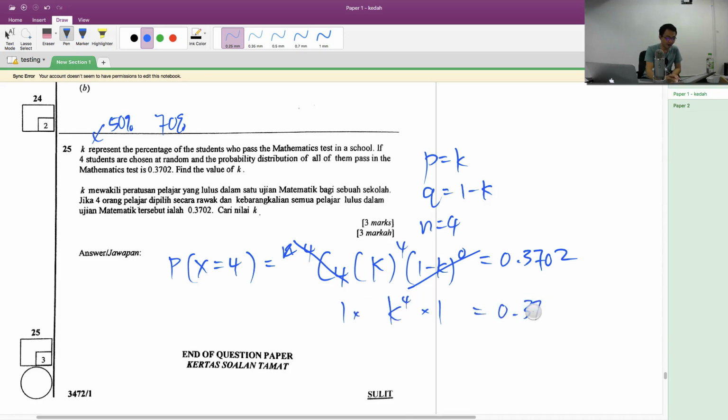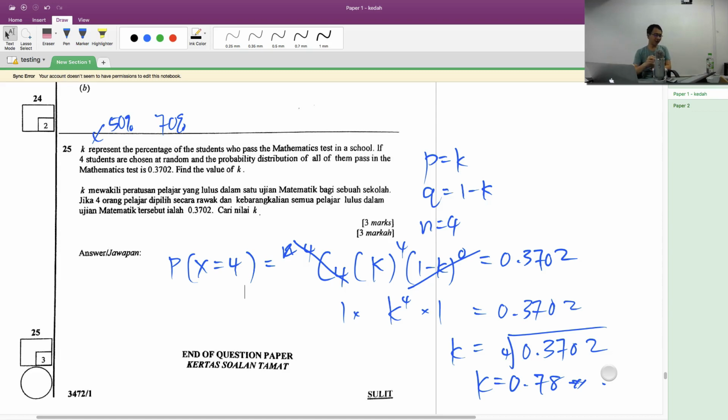So in order to get the correct answer, what I will do is I will move the 4 to the other side. It will be the fourth root of 0.3702. So for the fourth root, you have to make sure you use the calculator carefully. So you should get the perfect nice answer 0.78.